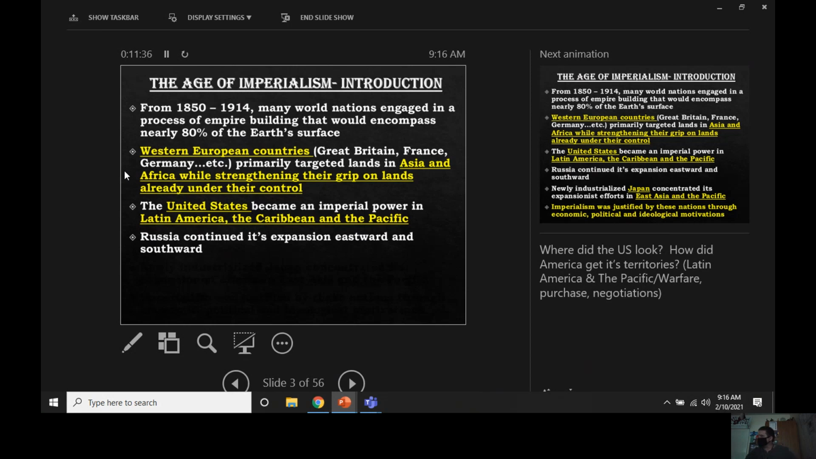Russia continues doing what Russia does. They're not so much colonizing lands overseas, but they are continuing to spread their influence more or less to what they become to this day, all the way to the east, to the ends of Asia.